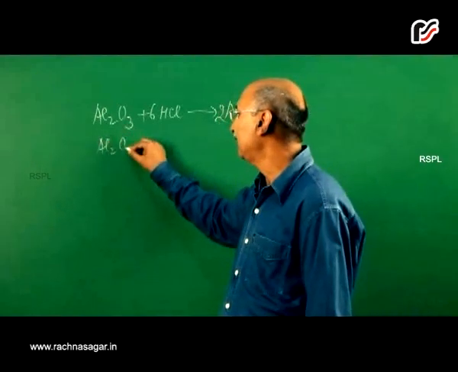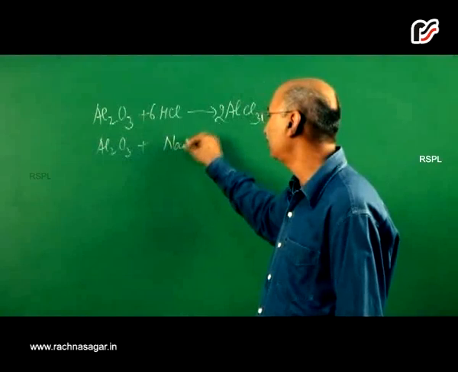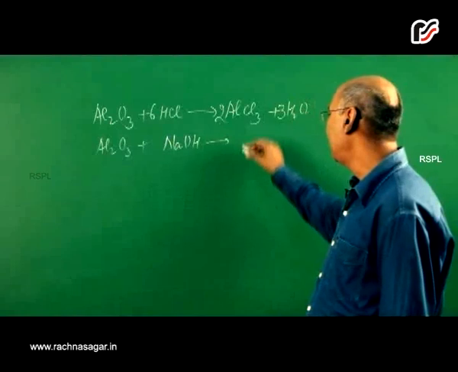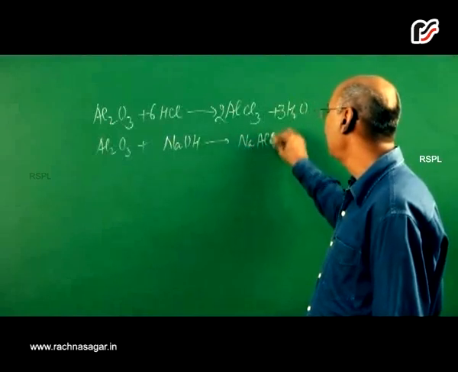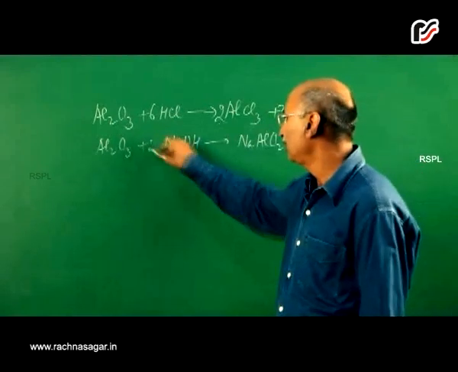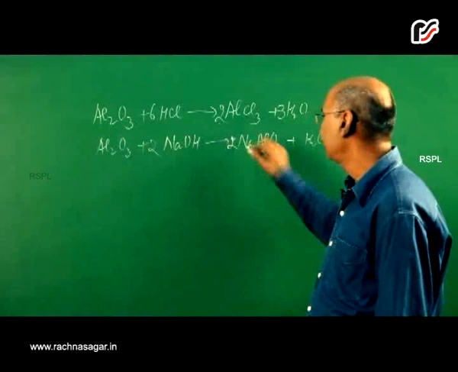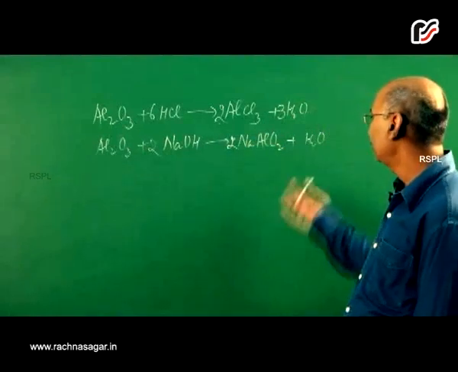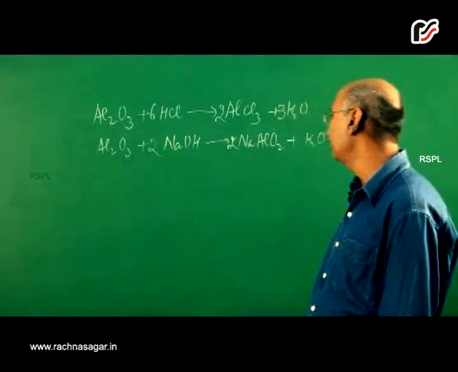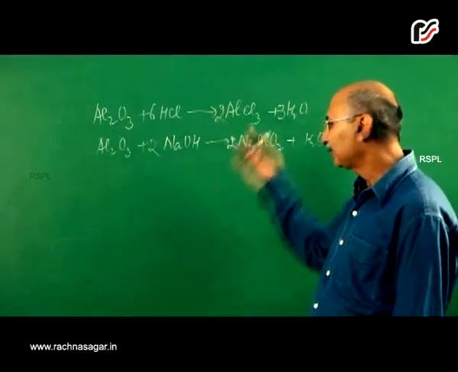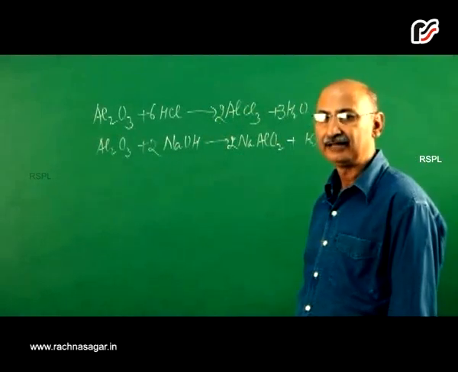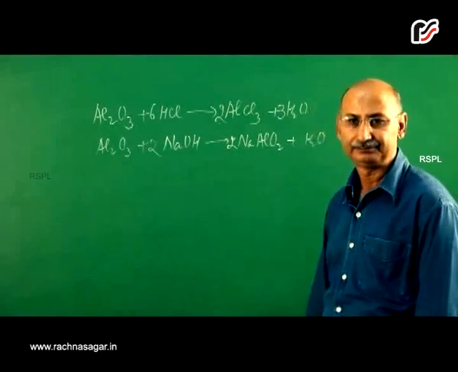Now if aluminium oxide is acidic in nature, it should react with base. Aluminium oxide reacts with base to form sodium meta-aluminate, and water is formed. To balance it, we multiply it by 2 and here also multiply it by 2 and this equation is balanced. Now we have shown that aluminium oxide forms a salt and water with acid as well as base. It means it behaves like acidic as well as basic. That is, it is amphoteric in nature.